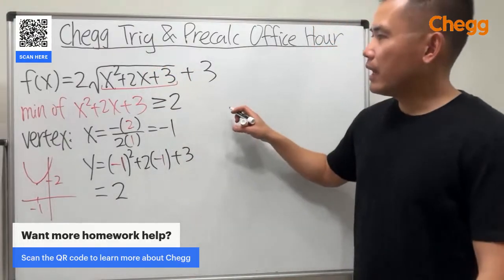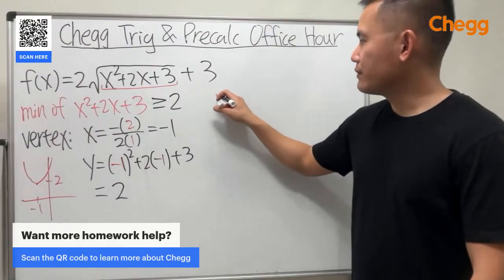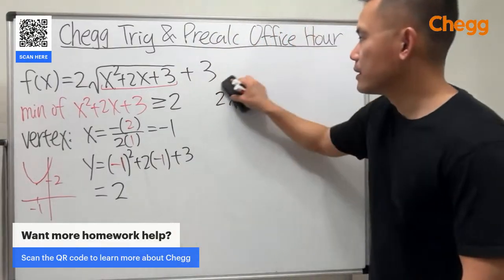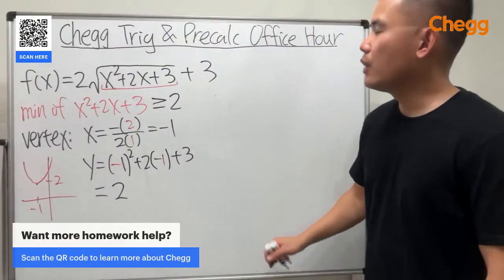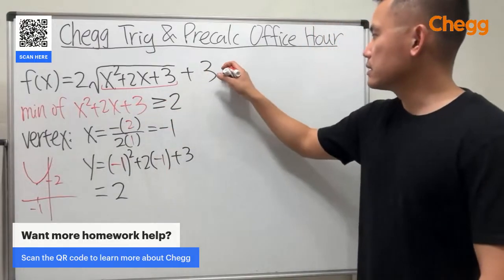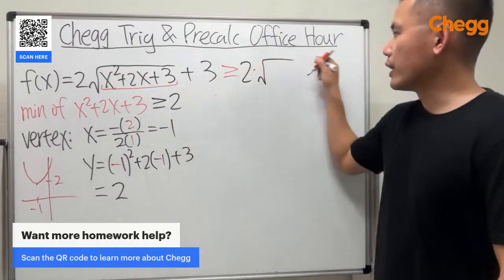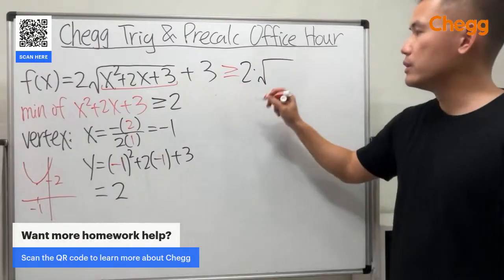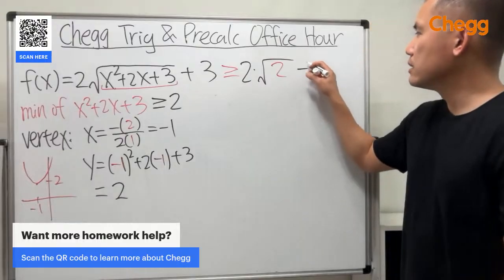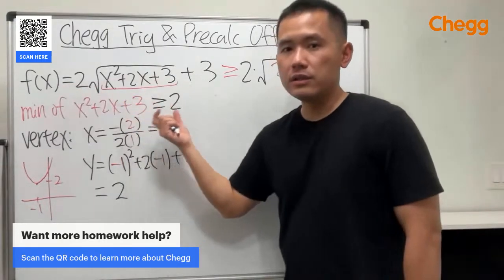So for this right here, I will just write it down like this. We have 2 times the square root of the inside, which is, how should I write it? Oh, I'm just going to write it like this. This inside is going to be greater than or equal to 2. So this means the whole thing will be greater than or equal to 2 times the square root of 2, since the inside is greater than or equal to 2, and then just add 3 to it. And that's it.